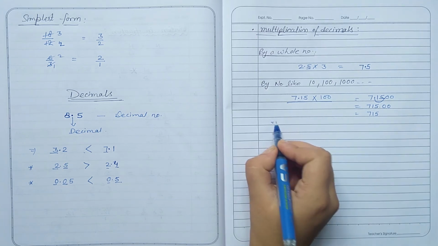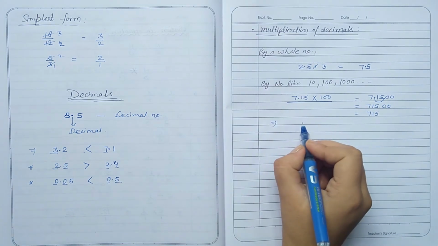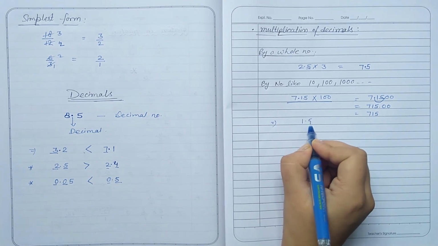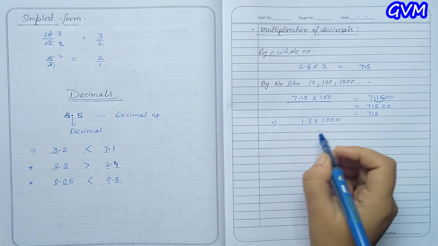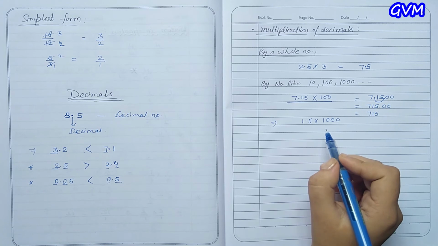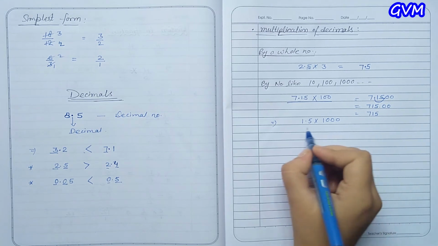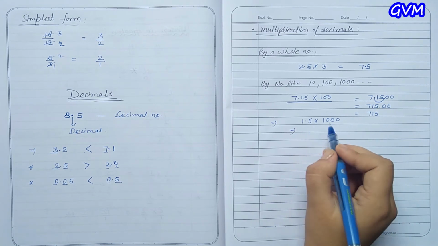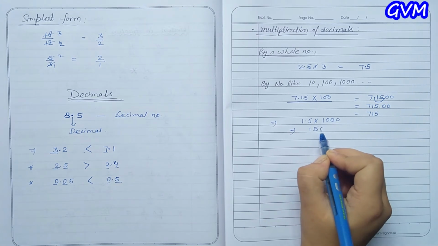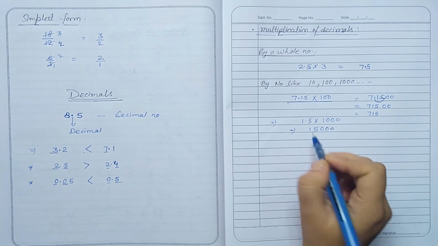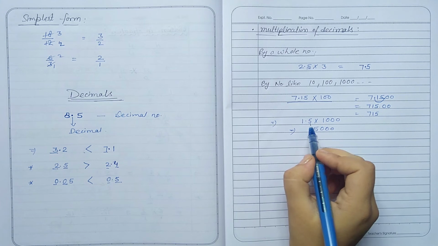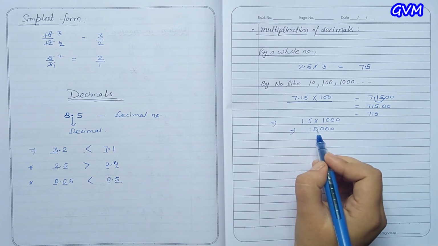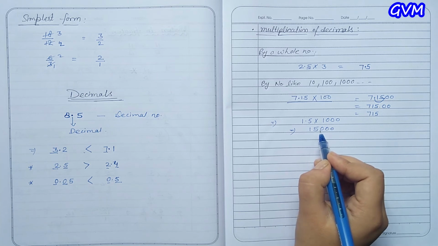Okay, let's take one more example, that is 1.5 into 1000. If I want to multiply 1.5 into 1000, just multiply 15 with 1, that is 15, and then put 3 zeros. Now here the number of digits after the decimal is 1, so I will shift the decimal from here to after 1 digit, that is here.